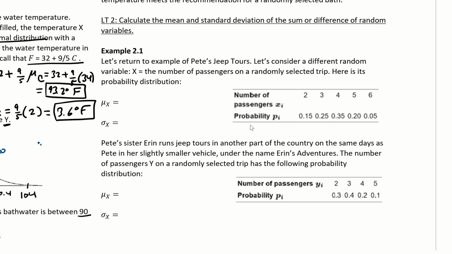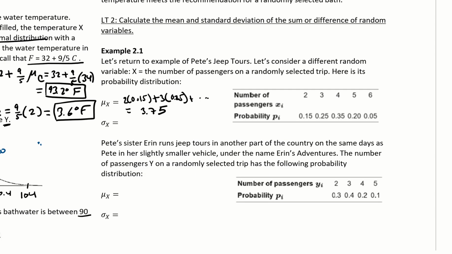Okay, so let's calculate the mu X. Remember, to calculate the mu X, you multiply the x by the probability, and add them. Okay, so 2 times 0.15 plus 3 times 0.25 ... Okay, and we get 3.75, I'm sorry, they're talking about the number of passengers, not money. It is 3.75 passengers. Okay, not dollars.